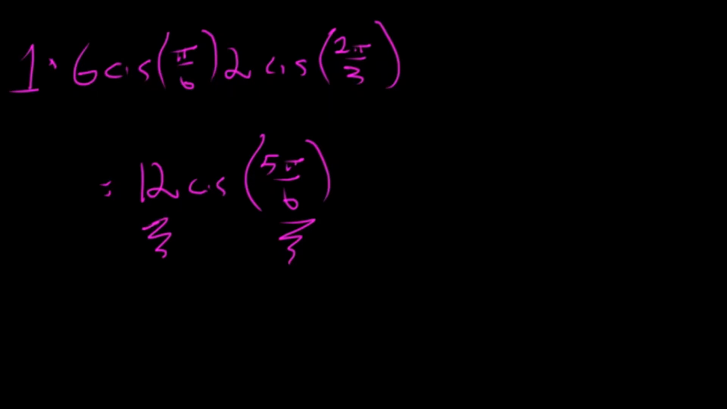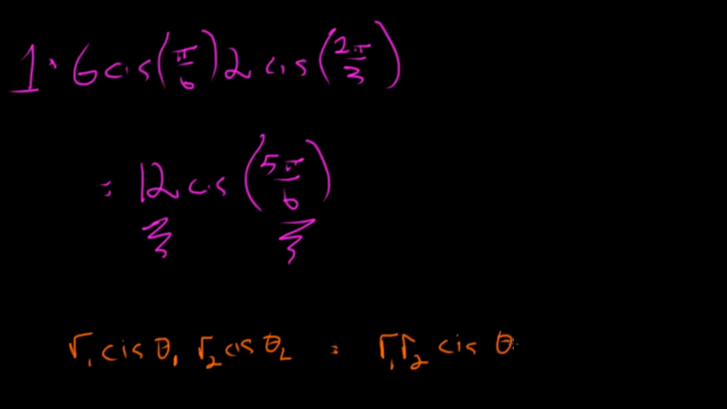This is the formula that you need to know. Multiplying two numbers, R1 cis theta 1, and R2 cis theta 2, in their polar form just says, hey, multiply the two magnitudes and add the two angles.